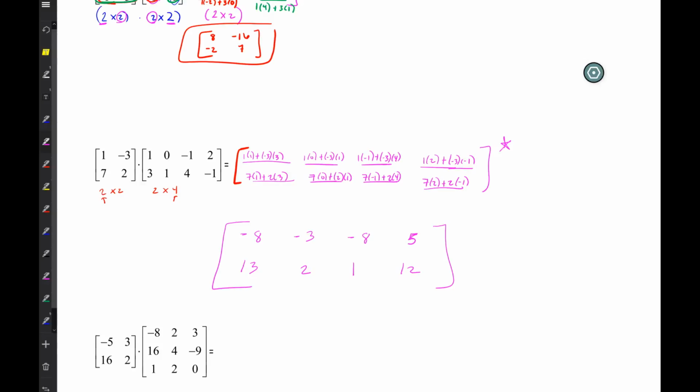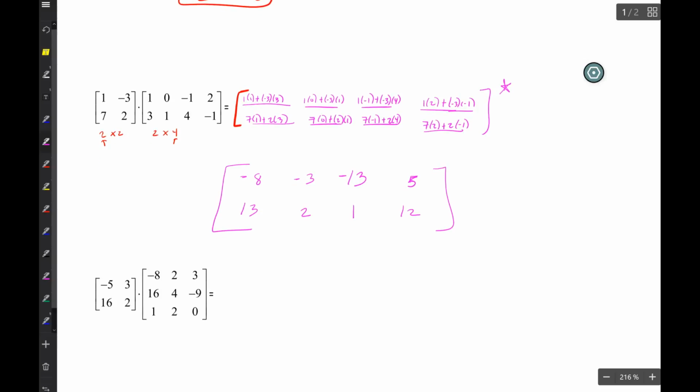Negative 13. Where did I make my mistake? Give me the row 2, column 3. Estúpido. Negative 1 plus negative 12 is negative 13. Sorry, guys. I did that wrong.